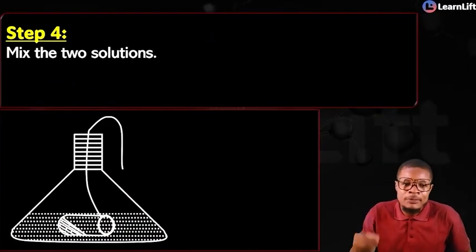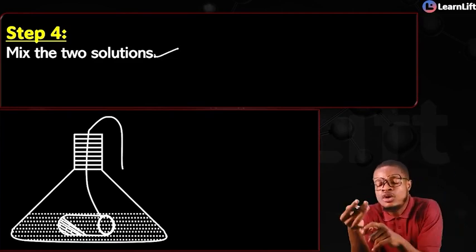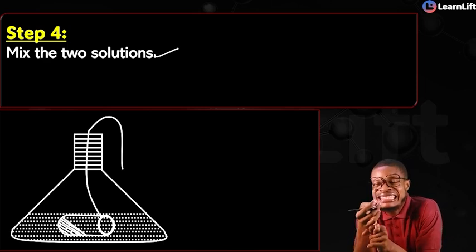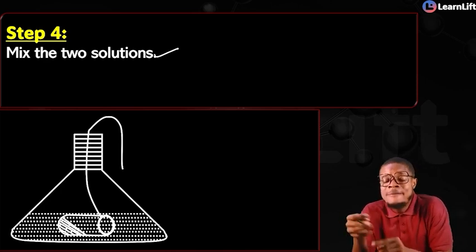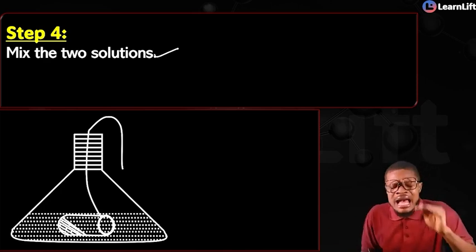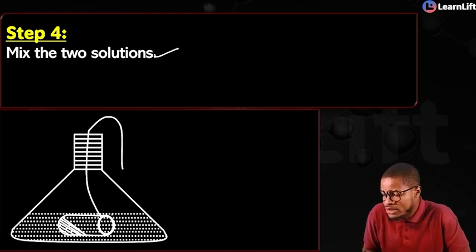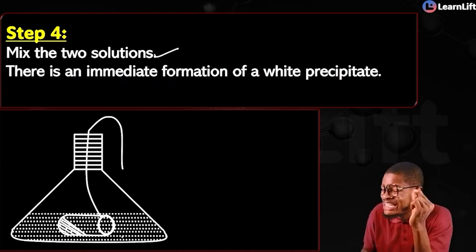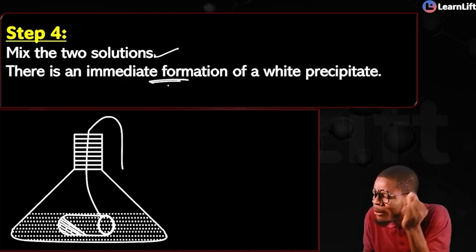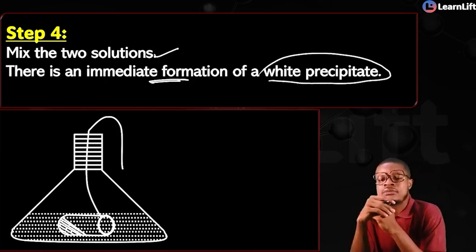In step 4, what happened there? Mix the 2 solutions. What are the 2 solutions? A dilute HCl that is inside the conical flask and the silver trioxonitrate 5 that is inside the test tube. Mix the 2 solutions together. How do we do that? By lowering this thread. You can see that this gap lowered inside it, right? And what happens? There is an immediate formation of a white precipitate.